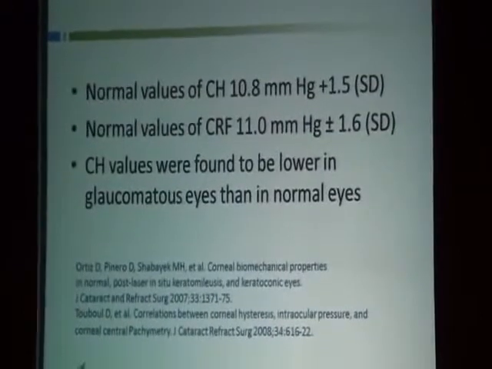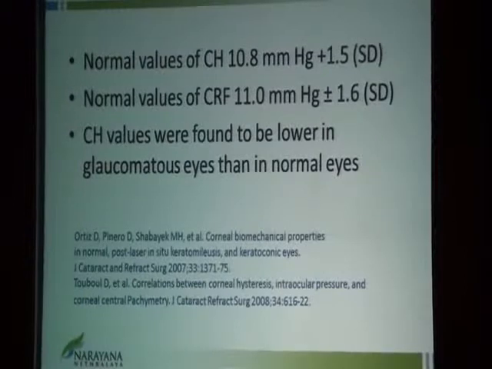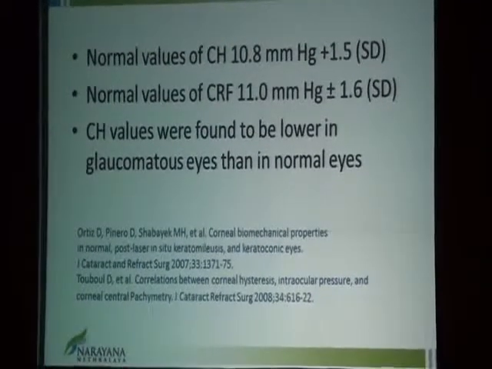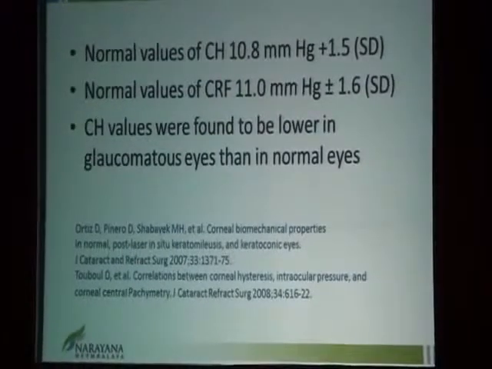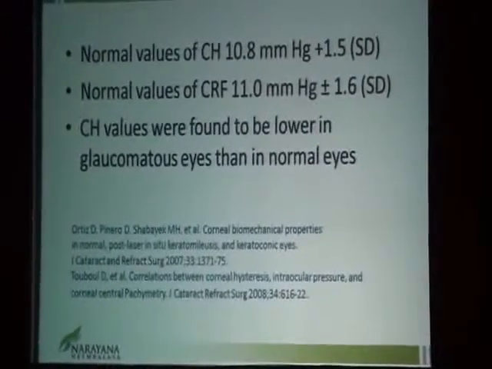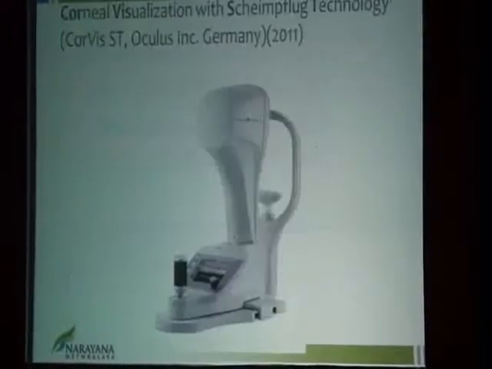Now, what are the normal values? So, how is it represented? It is 10.8 millimeters of mercury. The CRF, which is quite similar to the CH, would be around 11 millimeters. From studies, we know that these are the normal values, and most studies have shown that in glaucomatous eyes, the corneal hysteresis has been found to be much lower than in normal eyes.